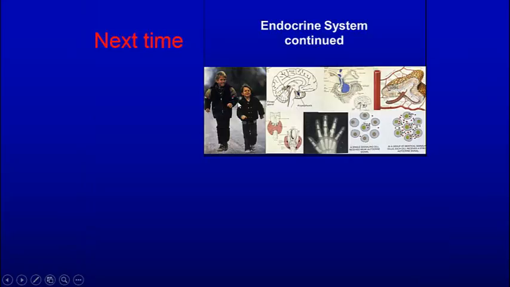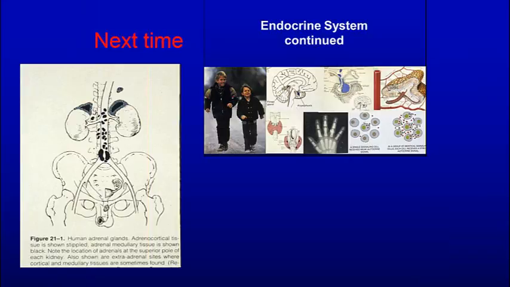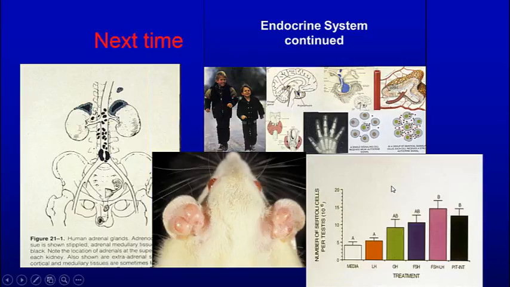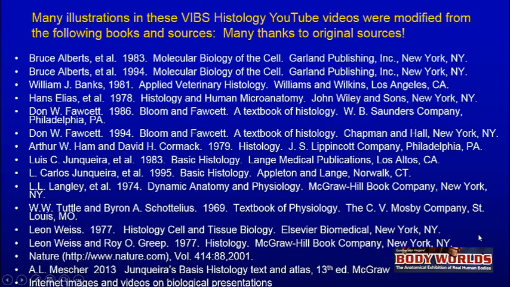Next time, we'll continue with the endocrine system, and we'll talk about the adrenals, which is one of the glands that we'll discuss, and the testis and ovary somewhat. Also, we'll talk about some experimentation using the endocrine system. And here we can see a number of Sertoli cells with various hormonal treatments.